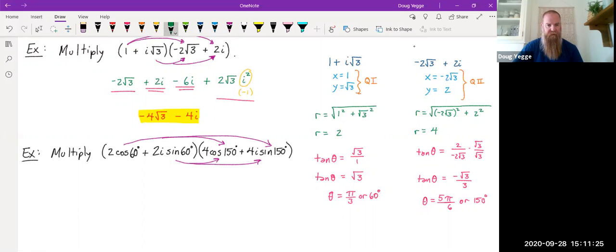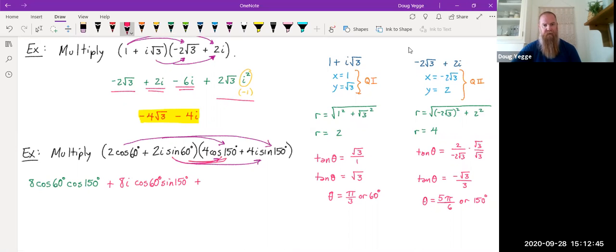So let's work that out. The first one gives us 8 times cosine of 60 degrees, cosine of 150 degrees. For the second one, we get plus 8i, and now we get cosine of 60 degrees, sine of 150 degrees. For the third one, we get 8i, again, an imaginary number, and I guess I should put that in pink as well so we can keep track of these two types.